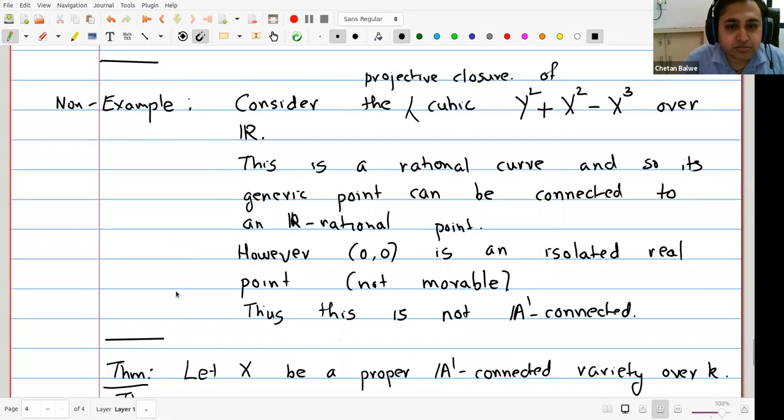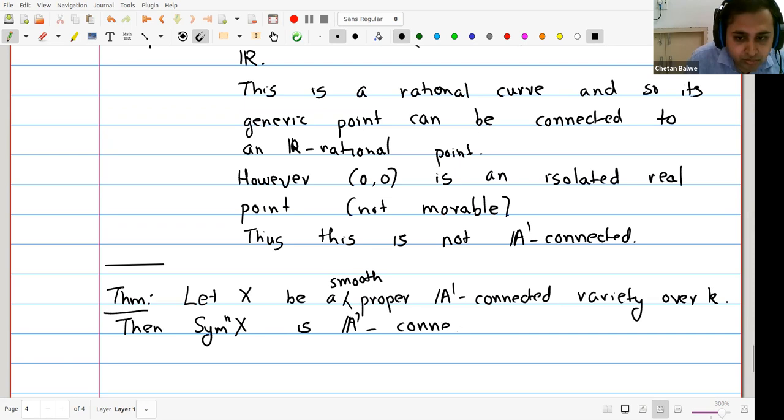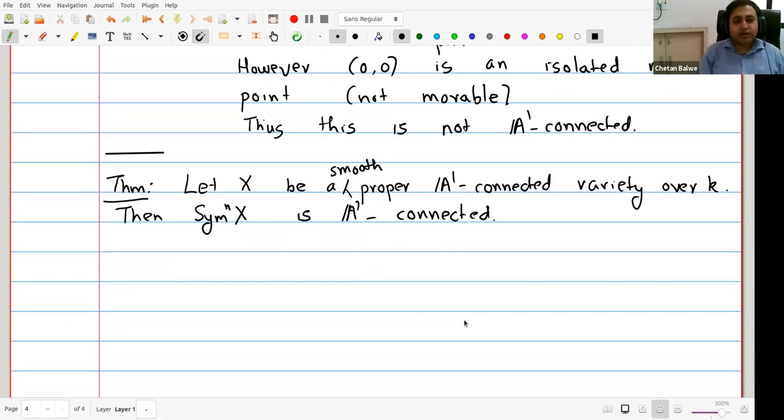Let me just add in smooth because there is one issue. So then the symmetric power of X is even connected. And so the idea is that it's not difficult to connect the generic point of this to a k-rational point.